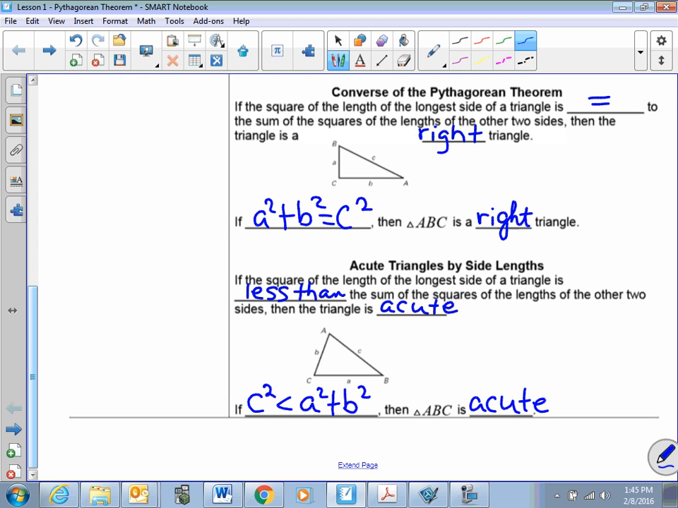So when you think of the word acute, you know that that's small, right? It's smaller than 90 degrees. So maybe you can think of acute, if an acute angle is less than 90 degrees, maybe that will help you to remember these two relationships. If c squared is less than a squared plus b squared, then the triangle has to be acute.